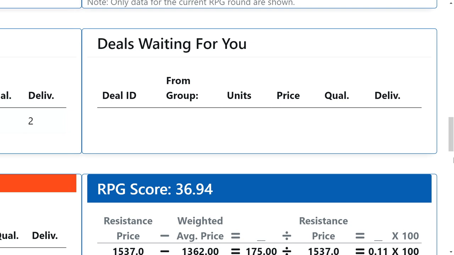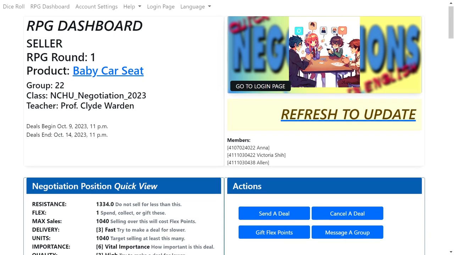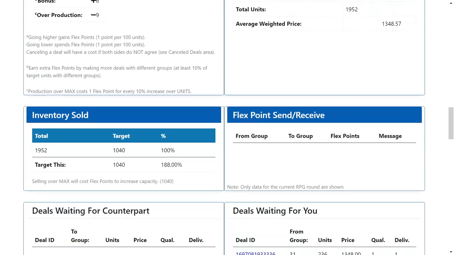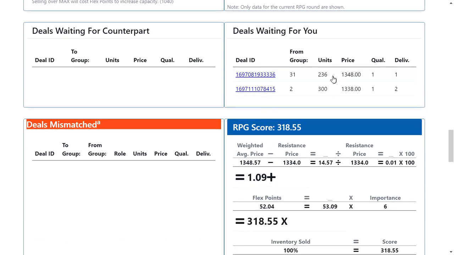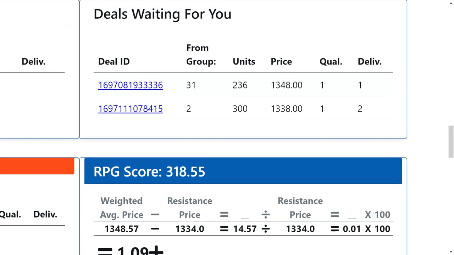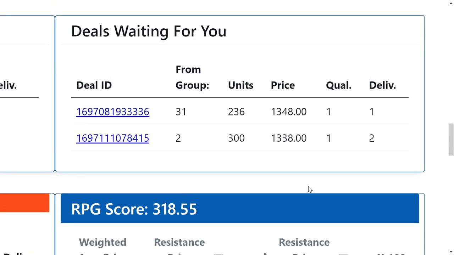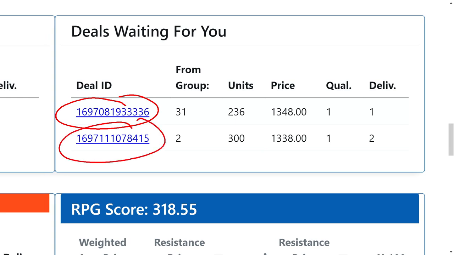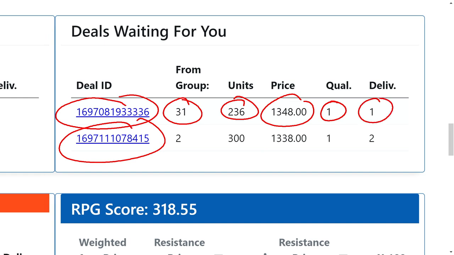Let's look at an example that does have one waiting for us. We're going to go down to the waiting section, and here we can see waiting for you, which is my group, and we have two deals waiting for us. These two deals have their own deal number. They're different. These numbers are not the same. They should never be the same. We can see the group that they're from, for example, 31. So 31 has sent us a deal, an offer, and this is the number of units, this is the price, this is the quality, and this is the delivery speed.